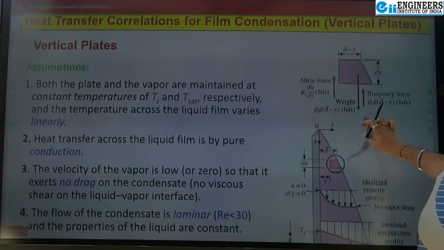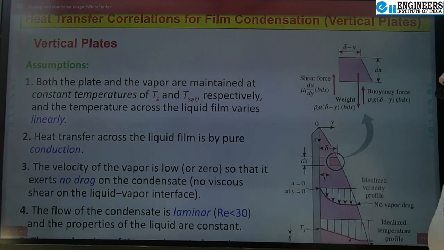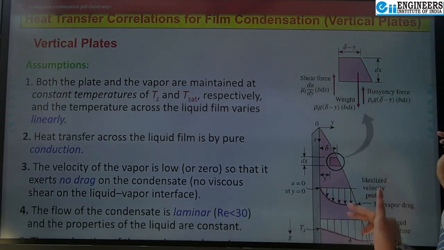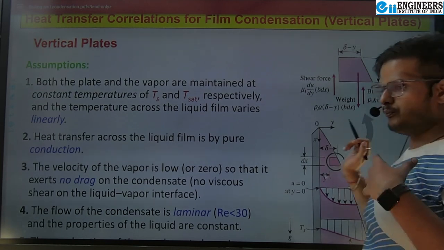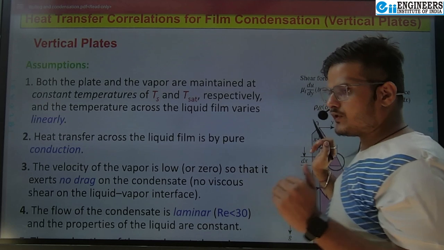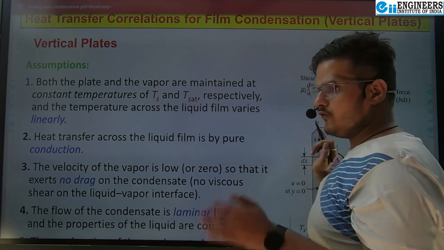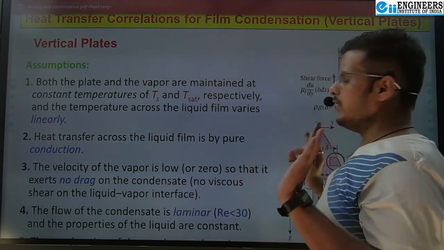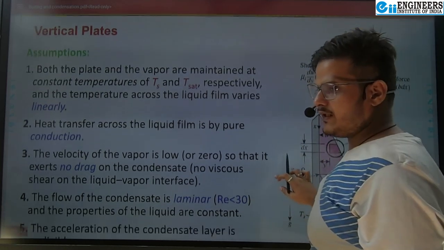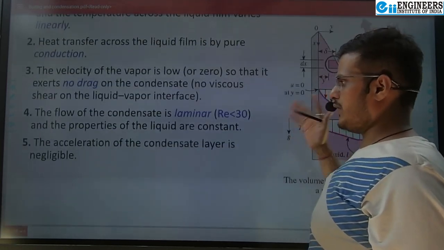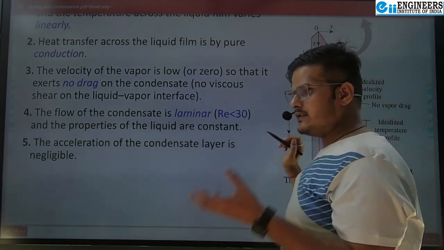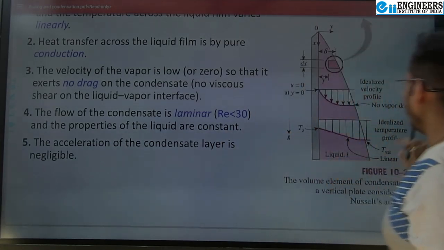Then we will see some of the heat transfer correlations for a vertical plate. We will assume that the vapor and plate are maintained at T surface and T saturation. Here, as it is a liquid film, we will assume the mode of heat transfer is completely conduction, and the velocity of vapor is 0, so that it exerts no drag on the condensate and no viscous force at the liquid vapor interface. The flow of condensate is laminar, that is, the Reynolds number is less than 30, and the condensate layer's acceleration is also negligible.